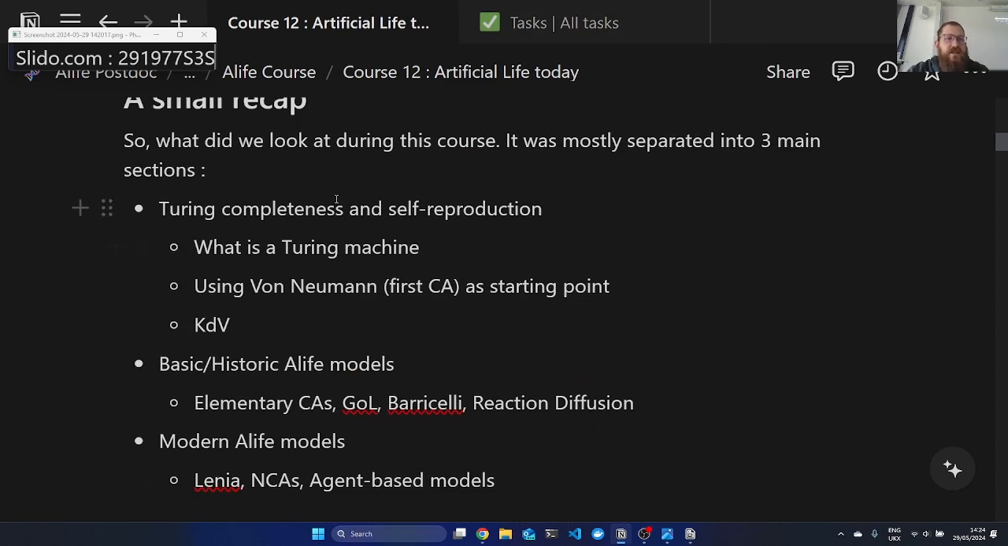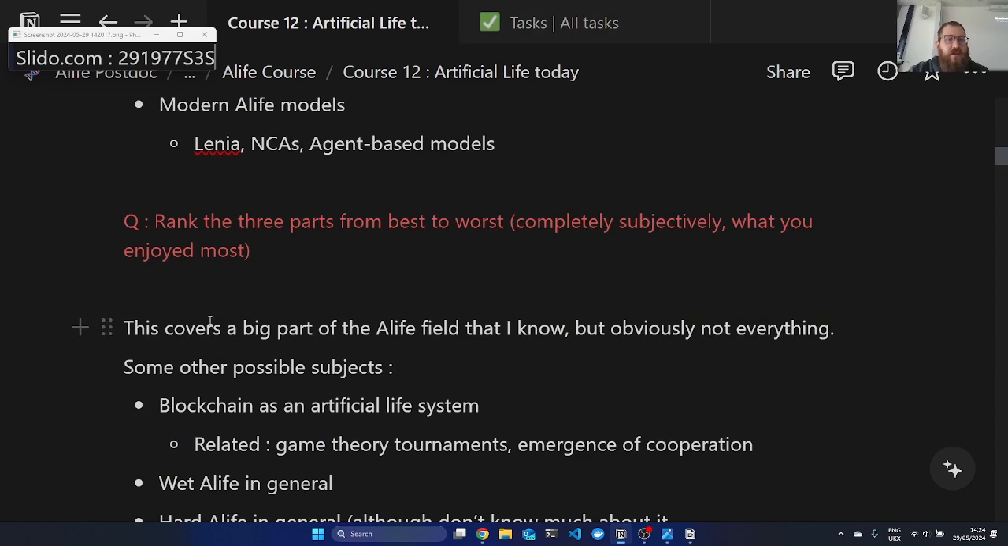Right. So this is what we did in the course, and as far as I know, at least, this covers a big part of the artificial life field that I know. Because I don't know about all the fields of Alive, since Alive is so interdisciplinary. Of course, there are some things I missed.